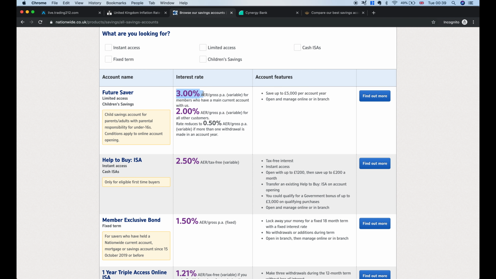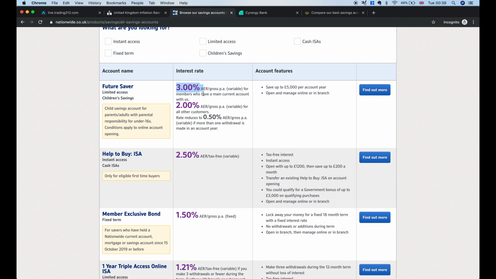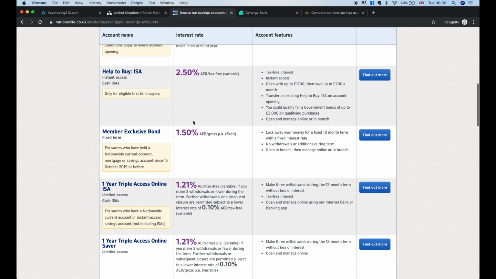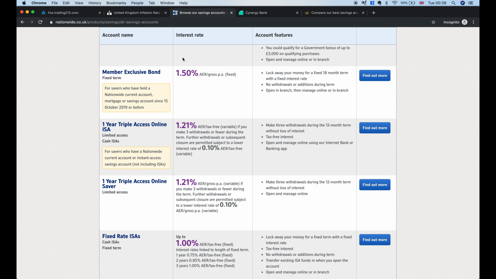So keeping that number of the inflation of last month around the 1.7, 1.8%, should you put your money in any of these accounts below, so 1.5% and below, your money is depreciating in value. So it's becoming lower and lower as the year goes on. So putting your money in, for this instance, in the Nationwide account really isn't a great option.